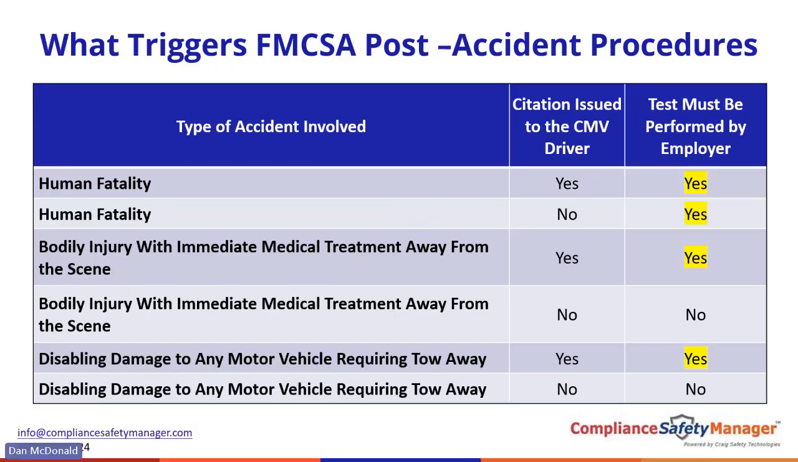Moving down to the next type, if there is an injury with immediate medical treatment away from the accident, and the driver was issued a citation, then testing is required. If they were not cited, then testing is not required. Remember, this is immediate medical treatment away from the accident. That really implies an ambulance coming to get the person and taking them to the hospital for treatment. It doesn't cover if the driver goes to his private doctor 2 days later or 3 days later or whatever it is.